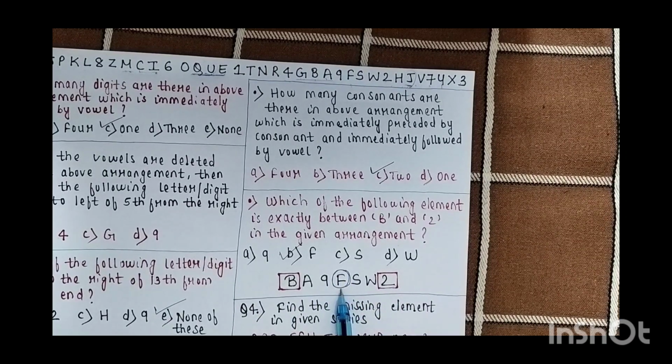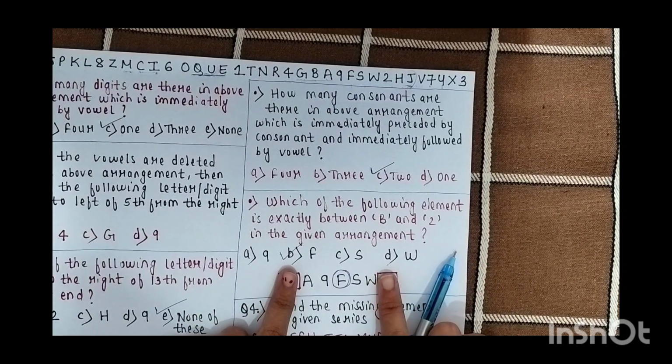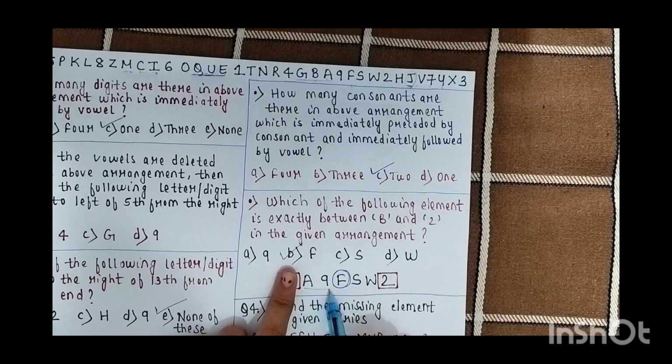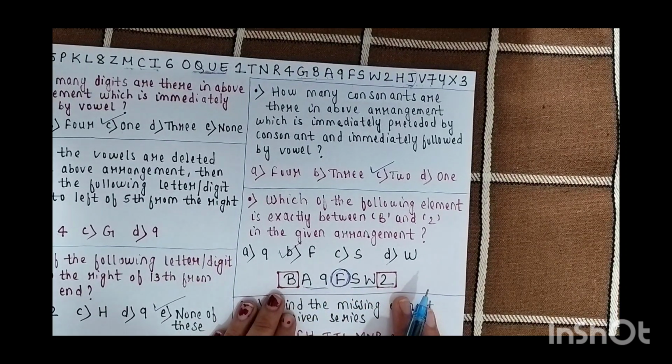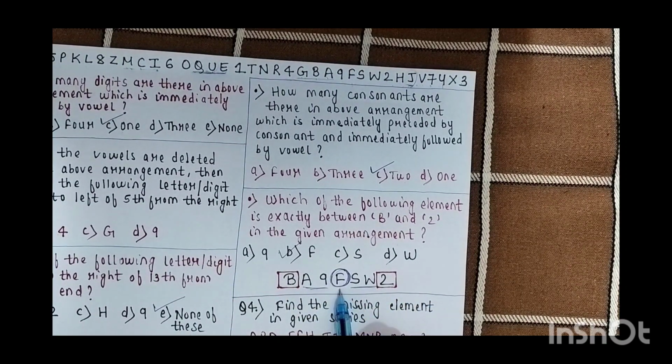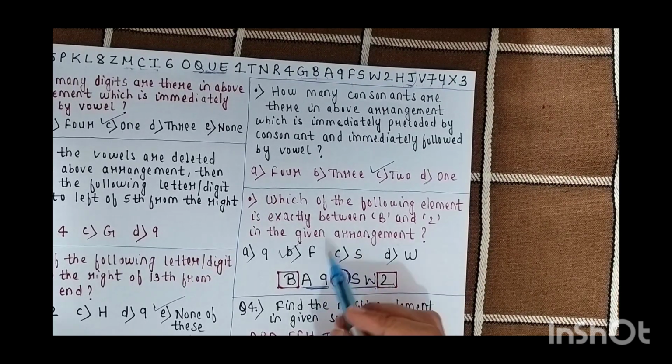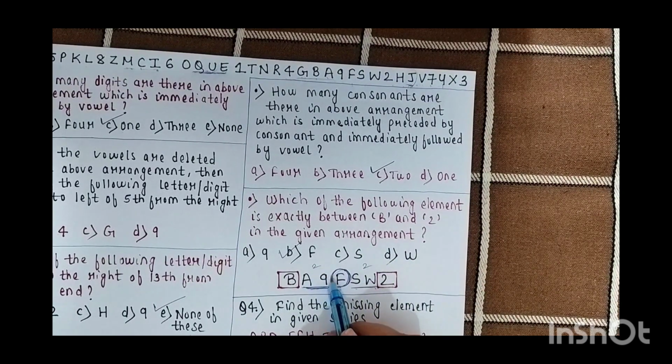Okay, because exclude this B and 2. Okay, exclude this. So you have 2 here left, here you have 2. So F should be in the middle. So exactly between they have asked B and 2. So F is the correct option. Okay, because before F you have A9 is there. And after F you have SW. So two gaps is there, correct? So F is the correct option. Okay.